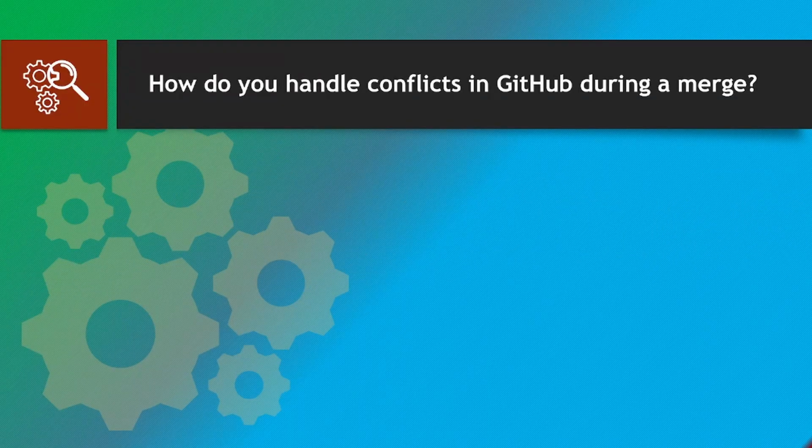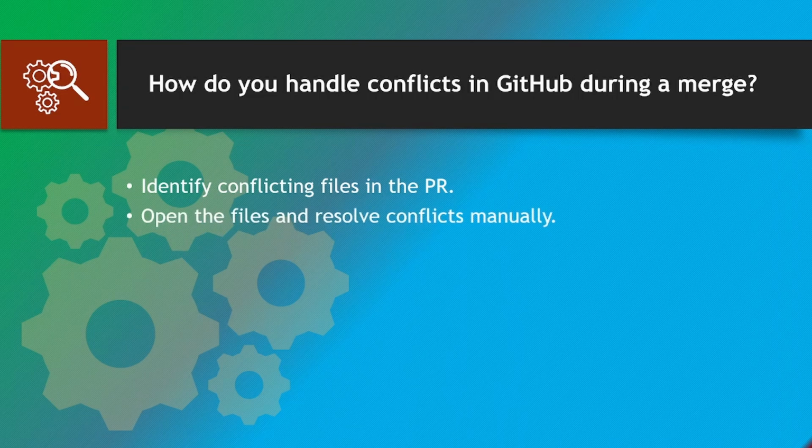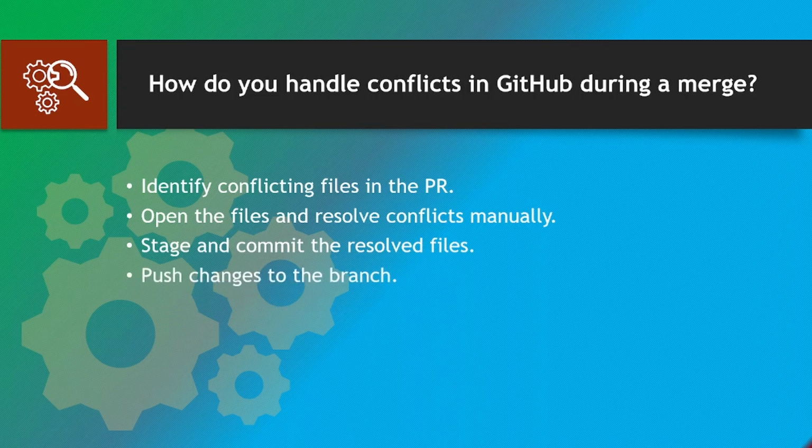How do you handle conflict in GitHub during a merge? Below are the steps. Identify conflicting files in the pull request. Open the files and resolve the conflict manually. Stage and commit the resolved files. Push changes to the branch. These are the steps we can handle conflict in GitHub.